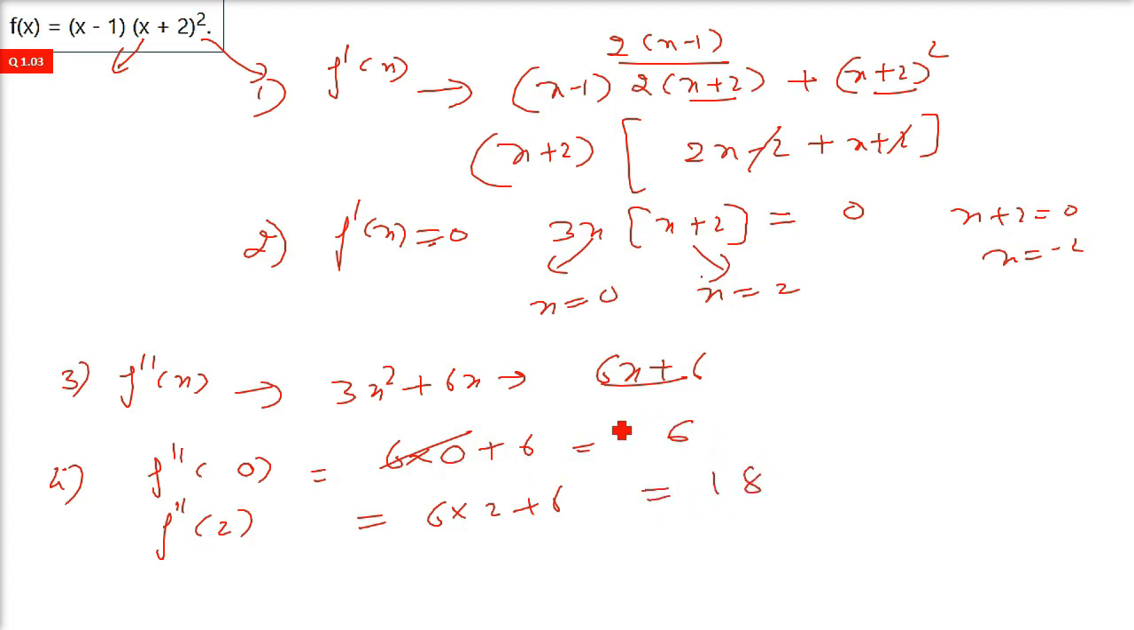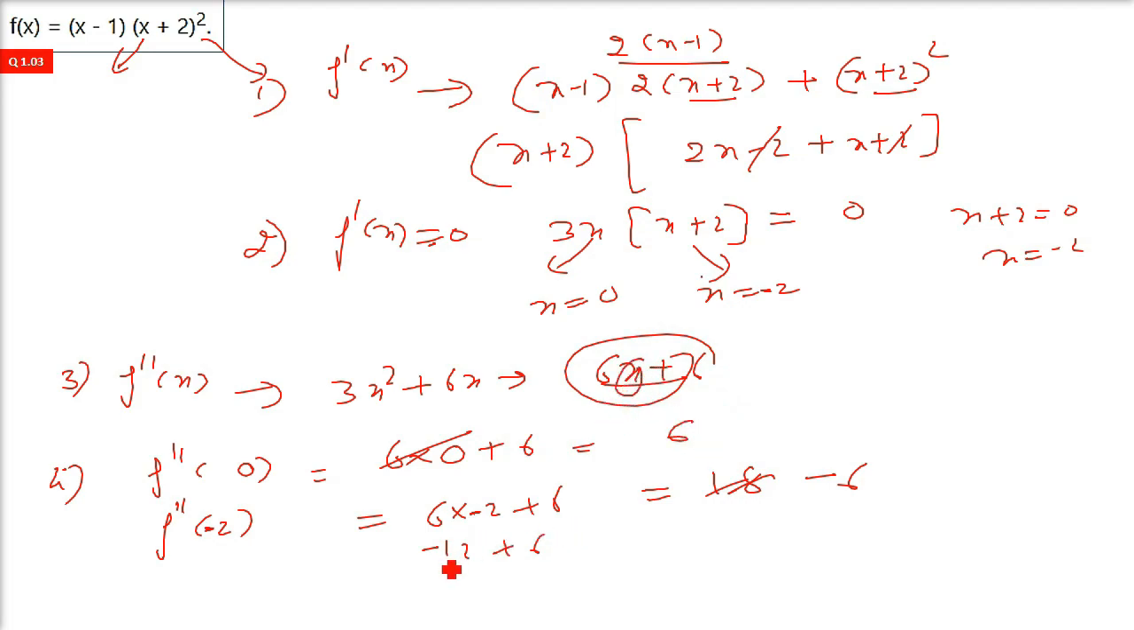Now both the times we have positive values, but there is a slight mistake. It's minus 2, that's my bad. So I'm going to put negative 2. 6 into minus 2 is minus 12, plus 6 is negative 6. So one time we got 6, other time we got negative 6. Positive means local minima. Negative means local maxima. So we have placed the critical values into the double differentiation value, 6x plus 6. This needs to be very clear.